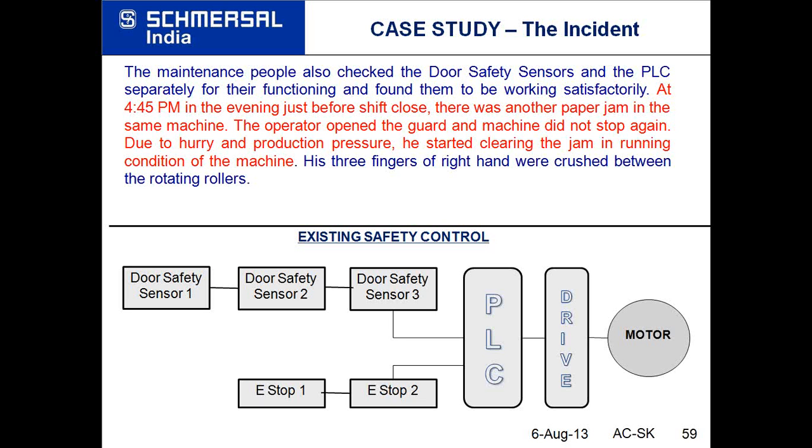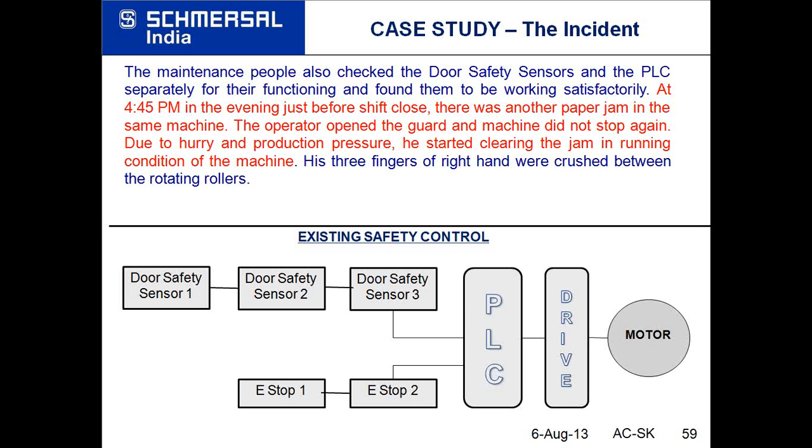He also had some production pressure because 2 times there was a problem in the machine. There was already a shutdown for 30 to 45 minutes. So he had a production pressure. So he took the courage to clear the jam in running condition of the machine. He did not stop the machine. His 3 fingers of right hand were crushed between the rotating rollers.